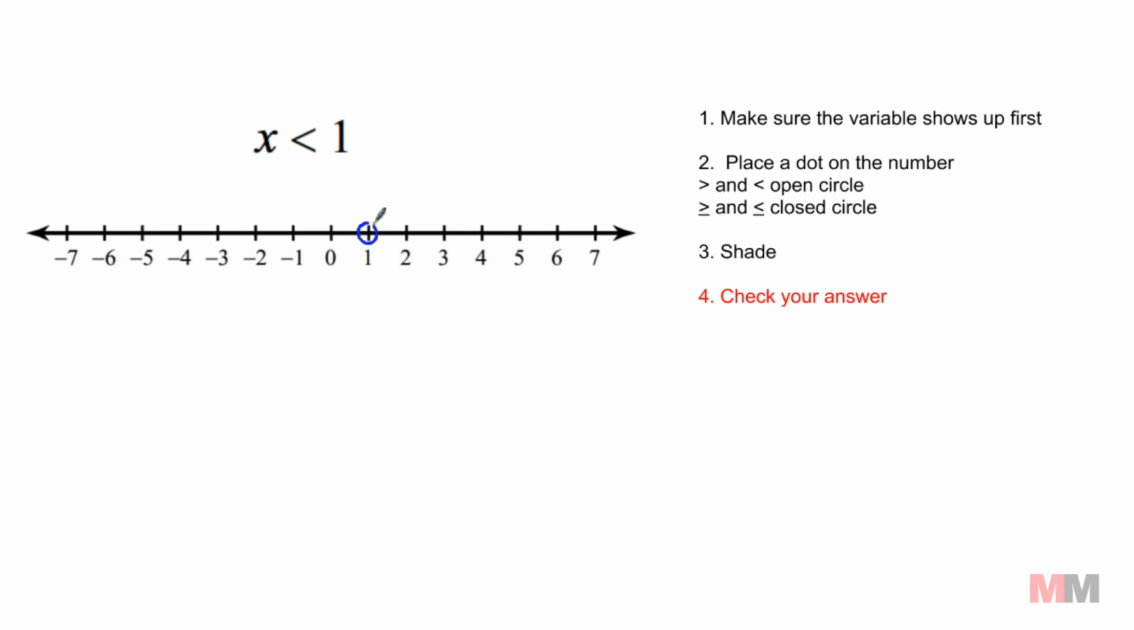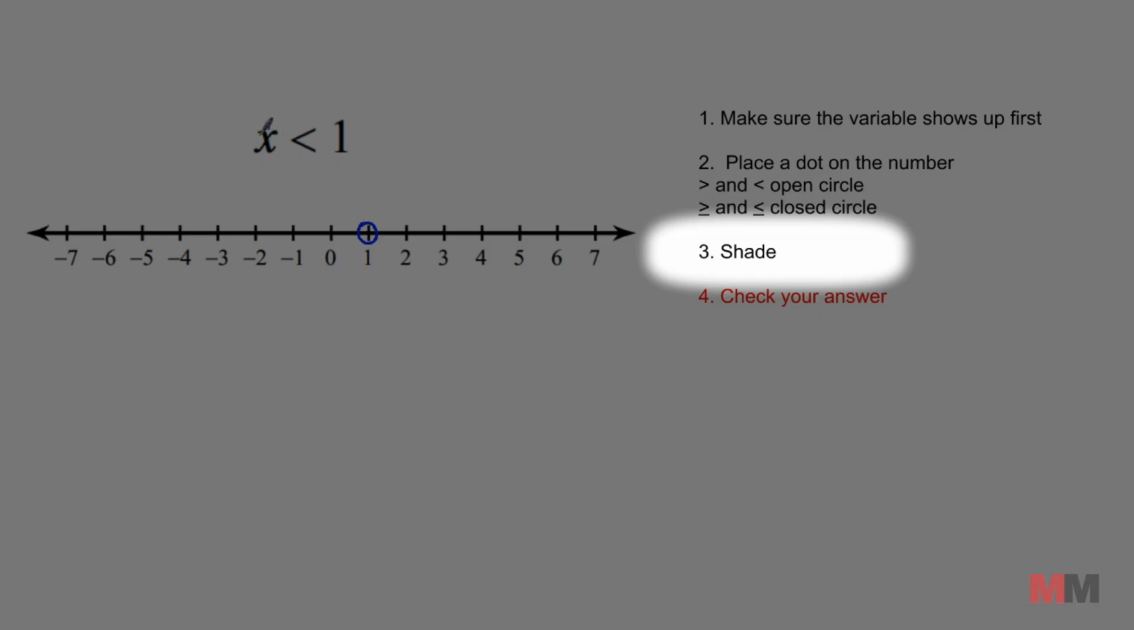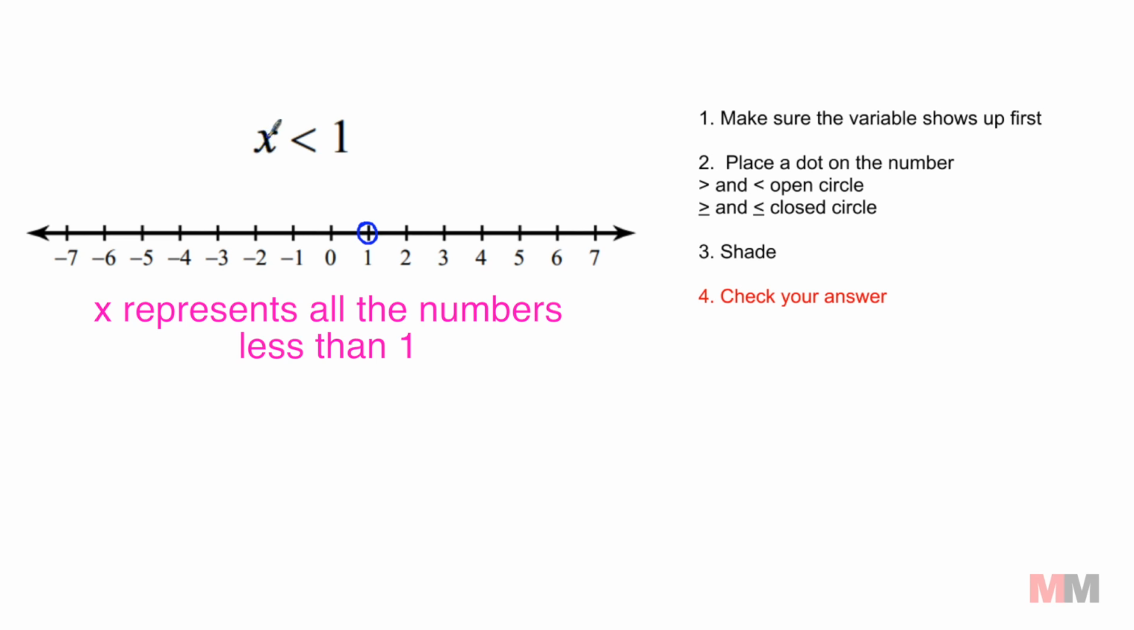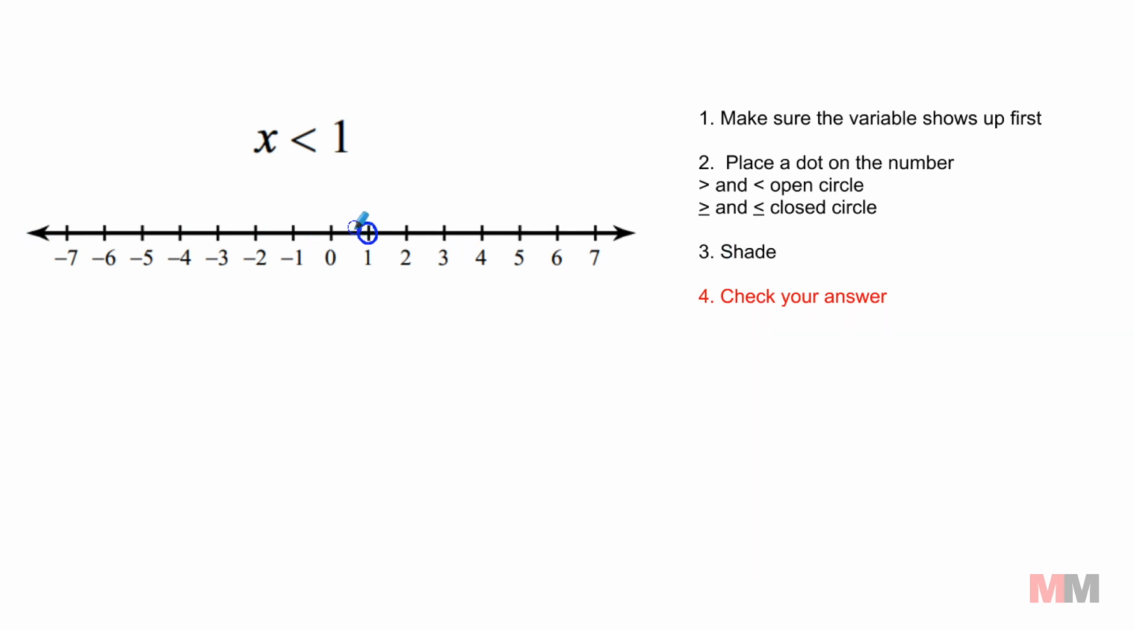Leave that open. You want to look at this and see if it's going to be these numbers or going to be these numbers. And if you write it with the variable showing up first, all you have to do is say it. Any number x that is less than 1. All the numbers less than 1. Are they to the left or to the right? They will be to the left. These are all less than 1.